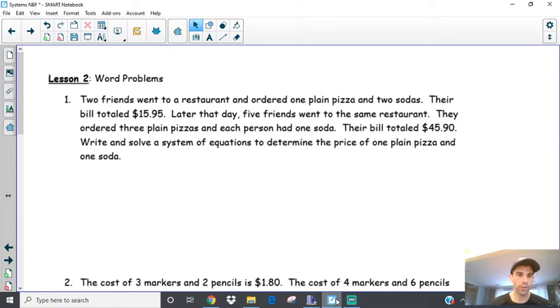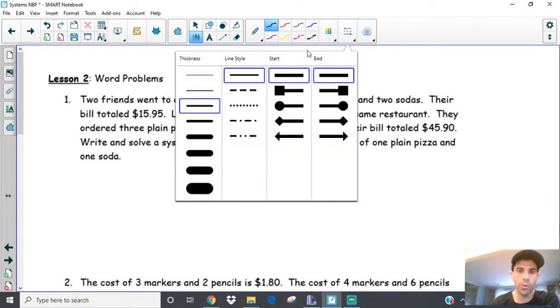So question number 1 talks about 2 friends who went to a restaurant and ordered 1 plain pizza and 2 sodas. Their bill totaled $15.95. Later that day, 5 friends went to the same restaurant. They ordered 3 plain pizzas and each person had 1 soda. Their bill totaled $45.90. Write and solve a system of equations to determine the price of 1 plain pizza and 1 soda. So for this question, there are two variables or 2 unknowns.